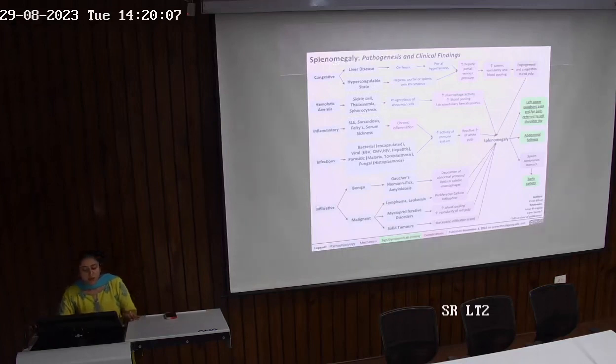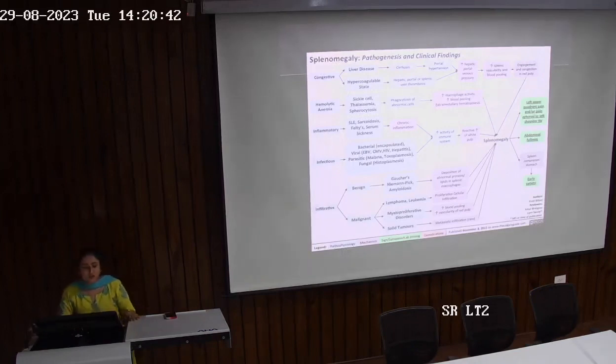In case of inflammatory causes and infectious causes, they both will cause chronic inflammation. Then it will lead to an increase in the activity of the immune system. There is reactive increase of white pulp, and when there is an increase in the white pulp, it will cause splenomegaly. Now the infiltrative causes. Infiltrative causes are benign or malignant, that is leukemias and lymphomas. They will cause proliferative cellular infiltration, increased blood pooling, and metastatic infiltration, which will all lead to splenomegaly.